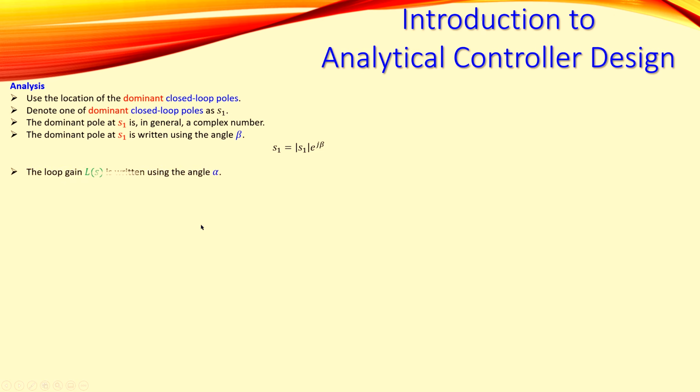In addition, you also have the loop gain or loop transfer function L(s), which is also written in its magnitude and an associated angle, shown here as alpha. So we have an L(s), which has a length, the absolute value of L, and the angle e to the power j alpha. Now, the design equations for the PID controller using the analytical method are the following.